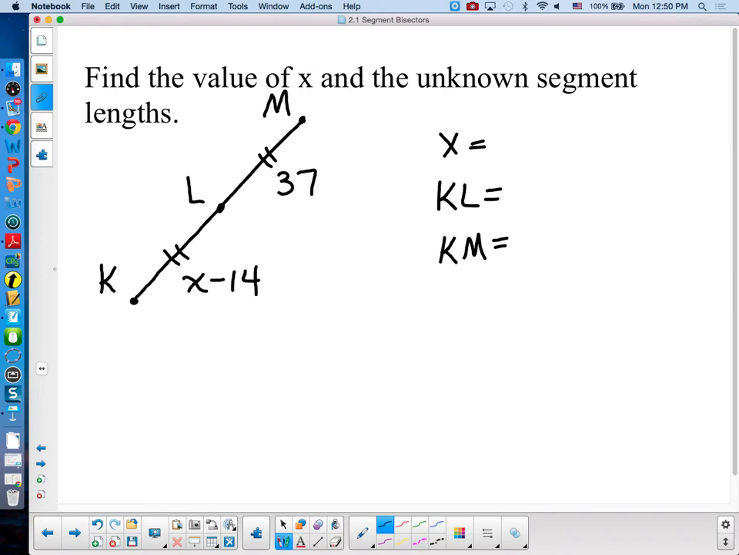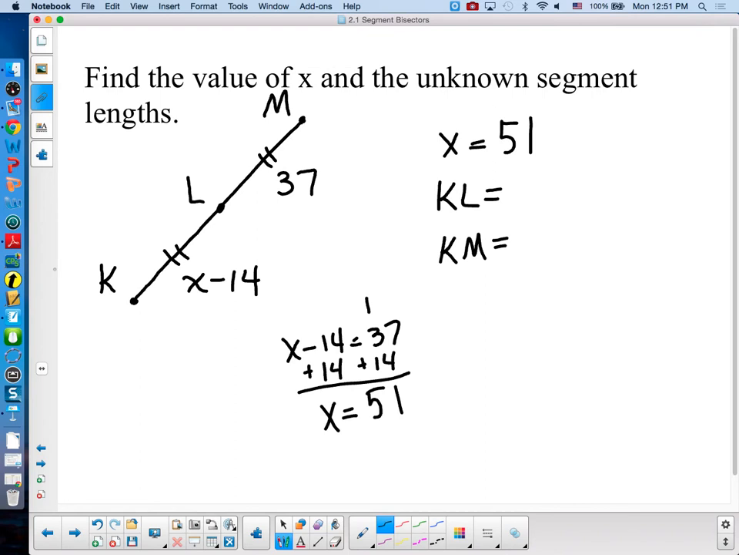Cody, how did you set up to find X? X minus 14 equals 37. And added 14. We got X to equal 27. I don't think 27, let's see. 7 and 4 is 11. 51? Did you subtract or did you add to solve? I subtracted. Yeah, you would add 14 to each side. So X is 51. Dallas, what's KL? And KM?